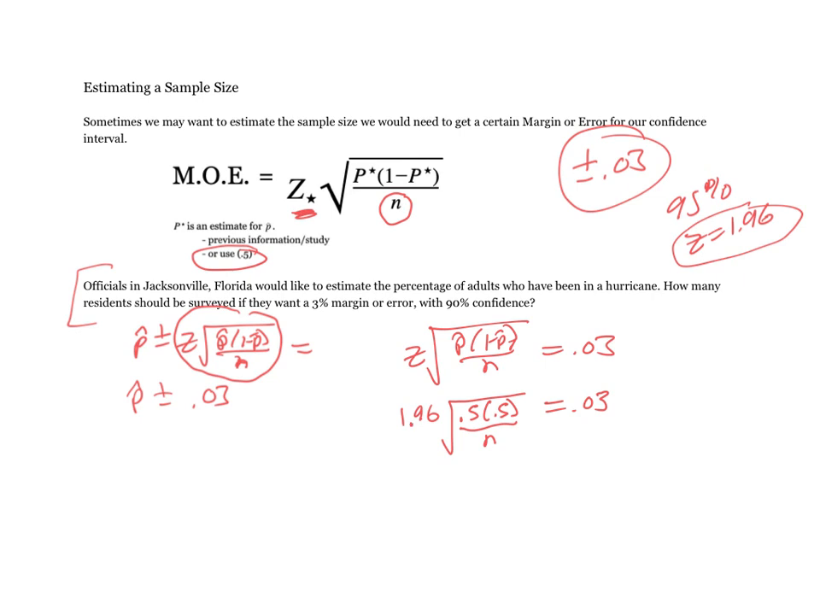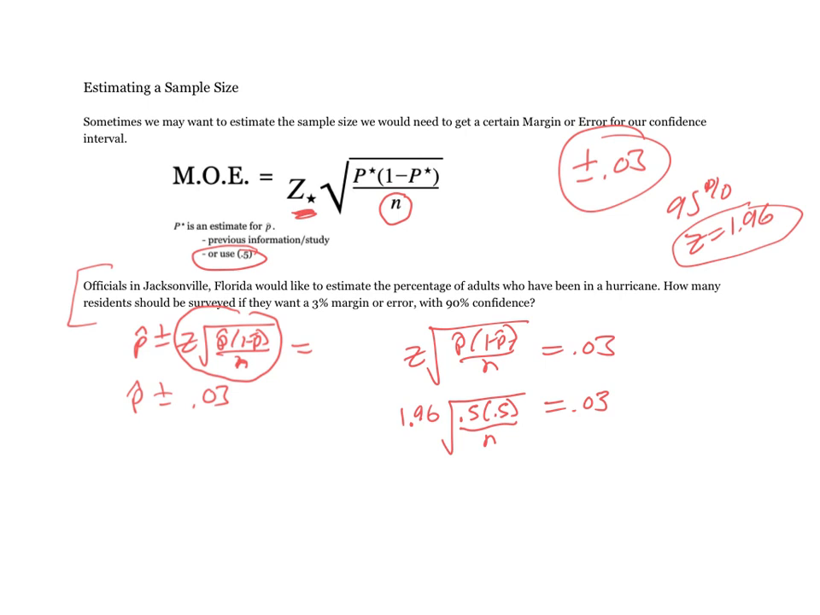Sometimes when they do this, they'll say, we did this survey 10 years ago, and we found out that the p hat was 48%. So they might start with 48% and 52% as the p and 1 minus p if they have previous information. But in this case, let's just assume we don't have any previous information. We would go with 50-50. And now we would just solve this equation for the sample size n.